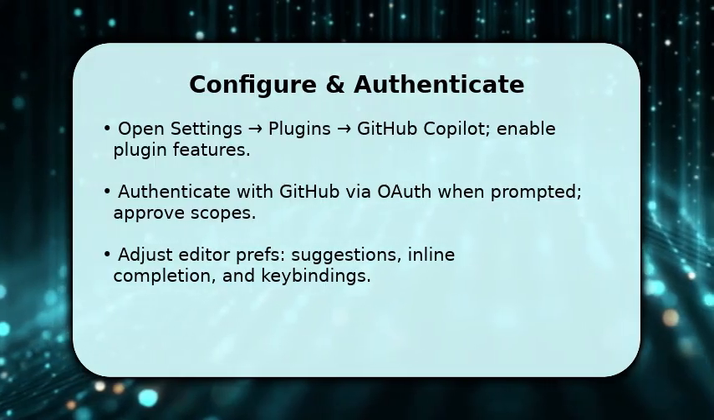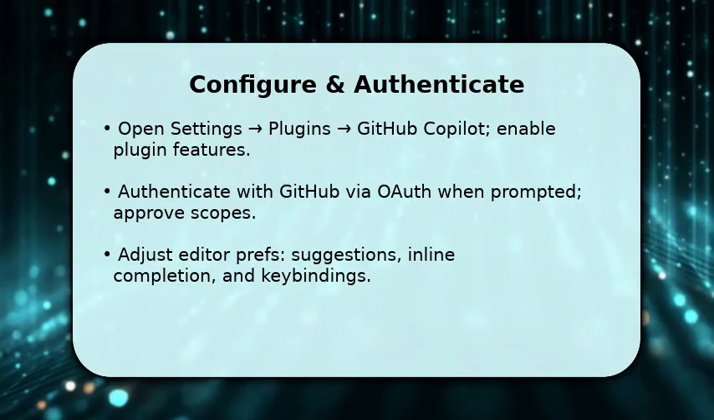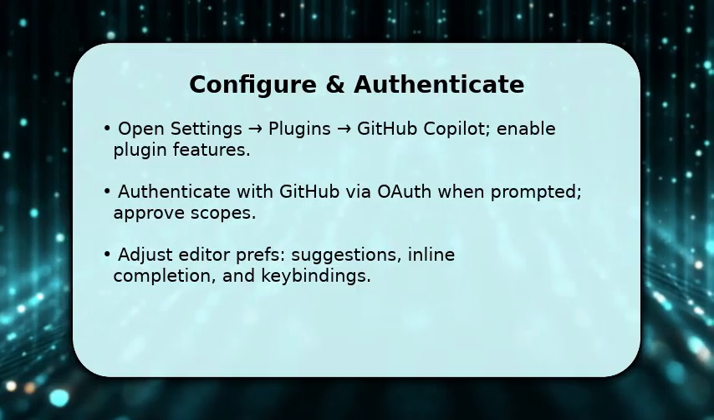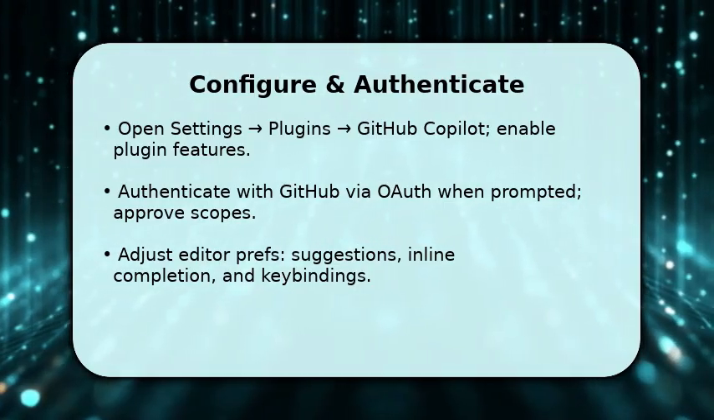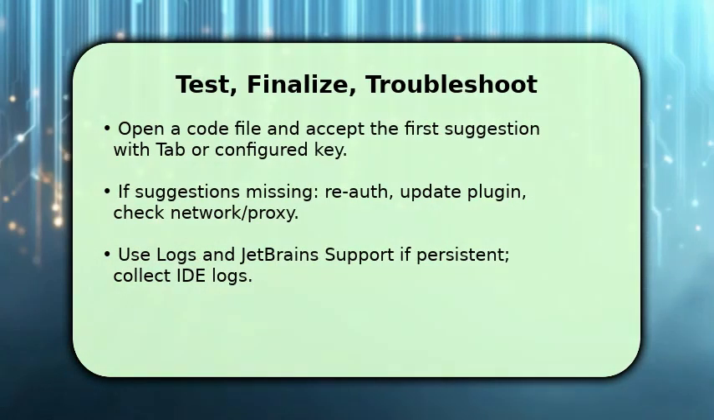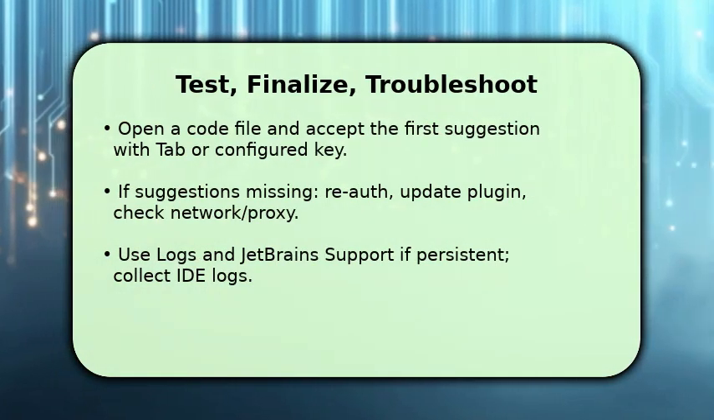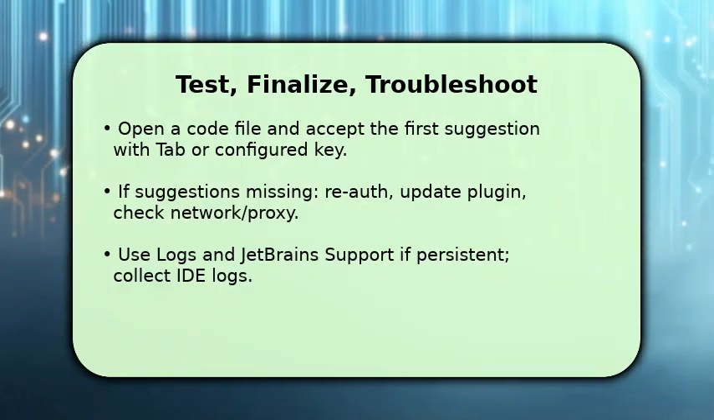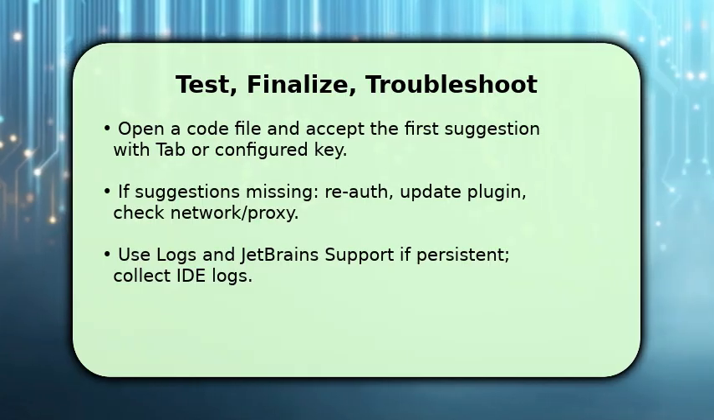Once authenticated, return to the IDE and configure editor preferences. Toggle inline completions, suggestion frequency, and assign or verify key bindings. Doing these steps now verifies functionality by opening a source file and typing a function header. Copilot should show an inline completion. Accept it with Tab or your chosen key.